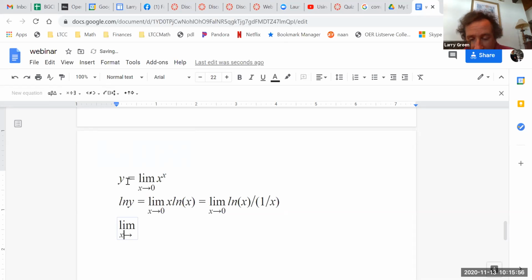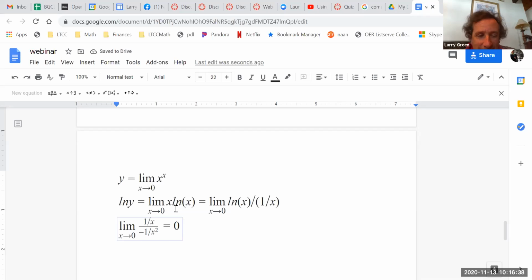So we still have the limit as x goes to 0. The derivative of ln of x is 1 over x. And then the derivative of 1 over x is negative 1 over x squared. And we can do some algebra. We can call that negative x squared over x, which is negative x. And if we plug in 0 to negative x, you get negative 0, which is 0.